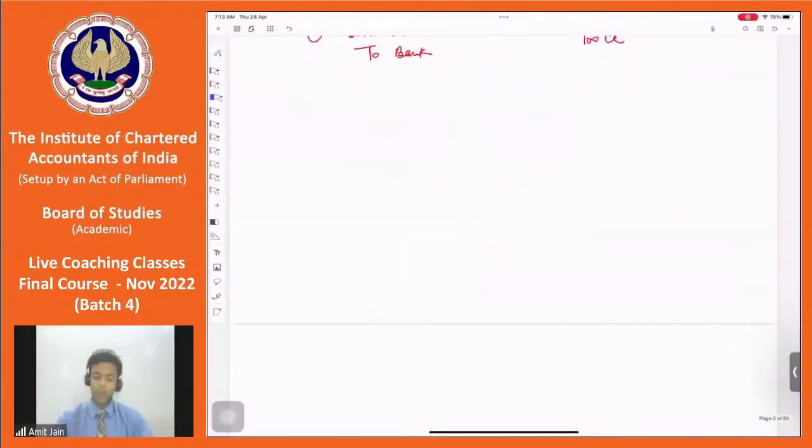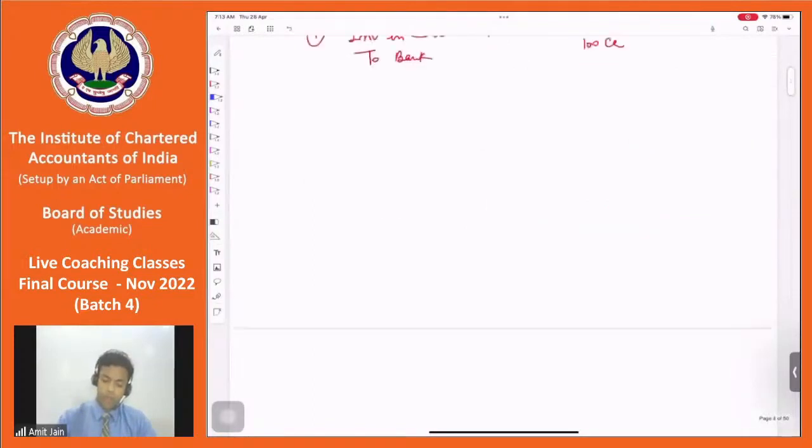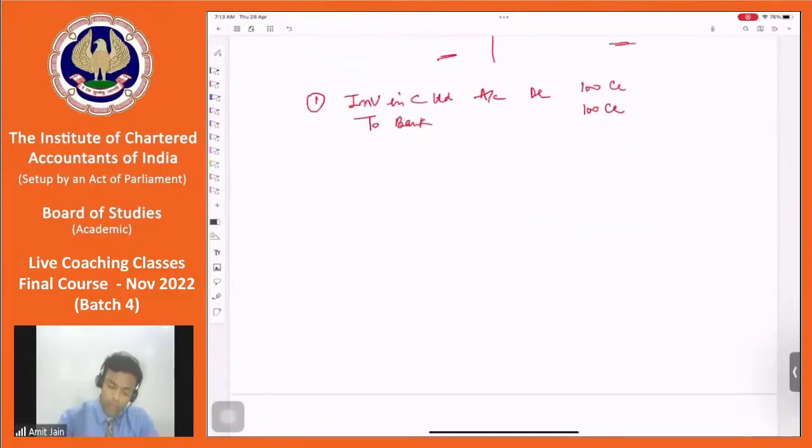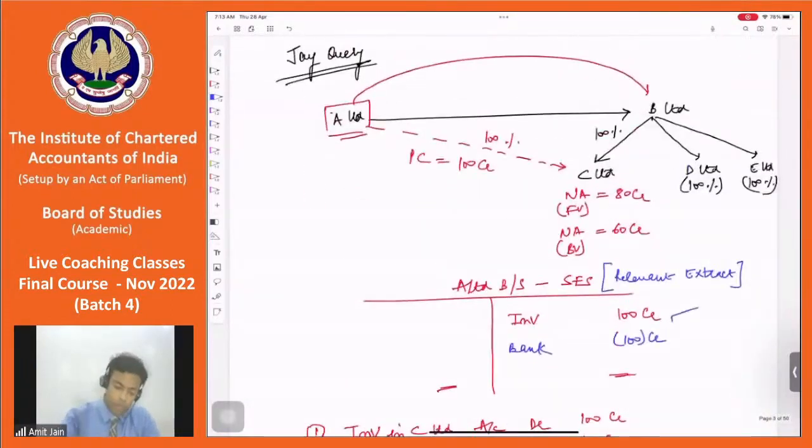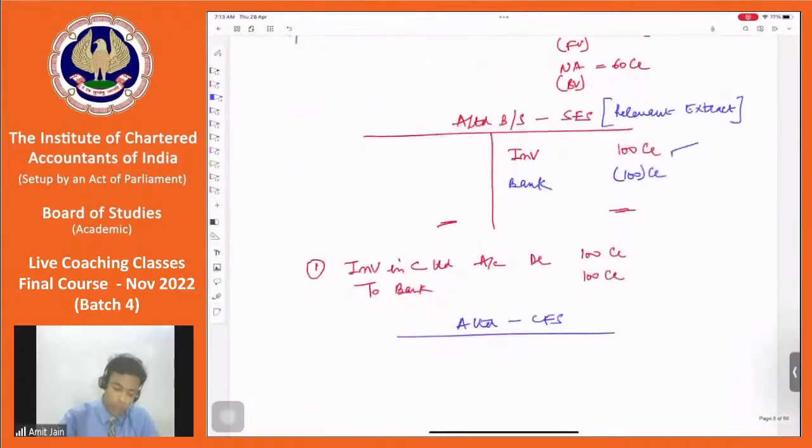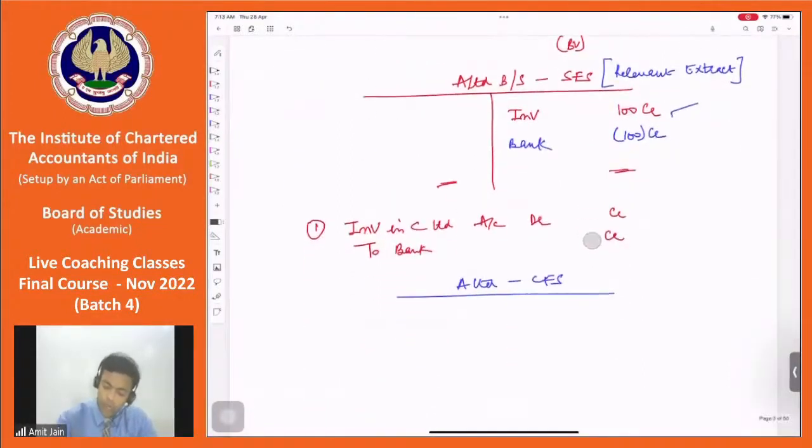Now come to the consolidated books, the A Limited CFS. Let me add one more complexity. Let me take the transaction cost as 10 crores. So what will be the entry here? This will not be 100 crores. This will become 110 crores, and this will be a 110 crores outflow.